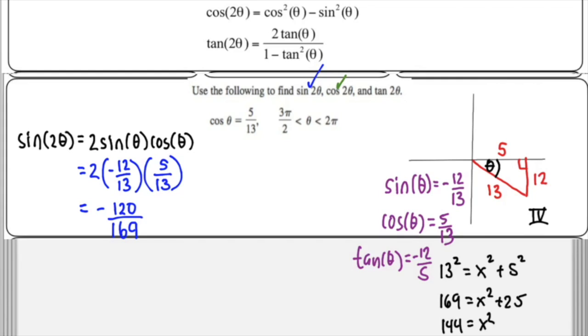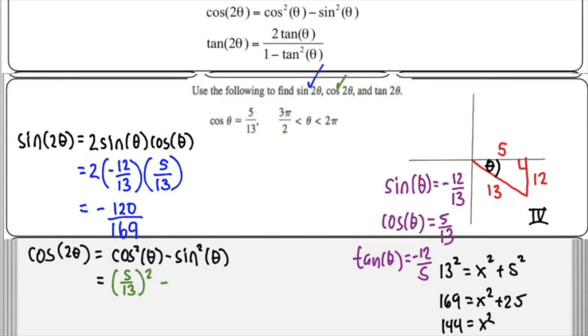So taking this out, let's write the formula. Okay, so throwing the values in, you can see why I wrote them off to the side, because we're going to keep using them over and over again. So we got 5 over 13 squared minus, it looks like we got the sine value here of a negative 12 over 13 squared. And so at the end of the day, putting this in our calculator, we get yet another yucky number. It is going to be a negative 119 over 169.